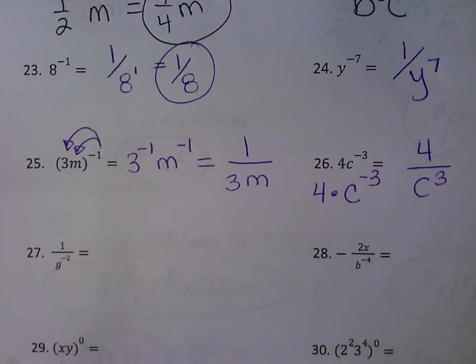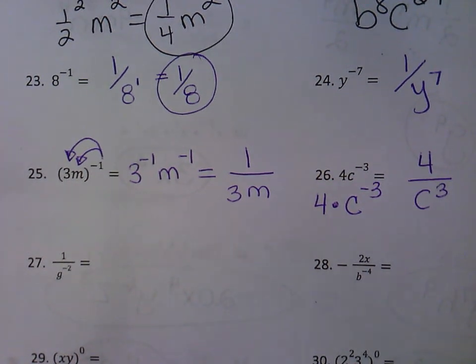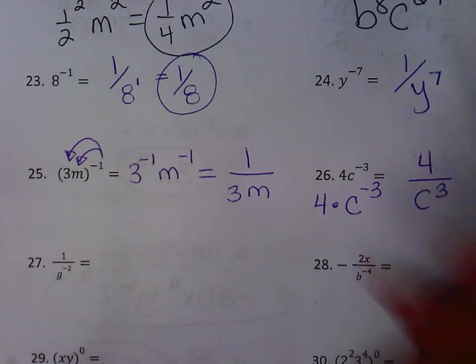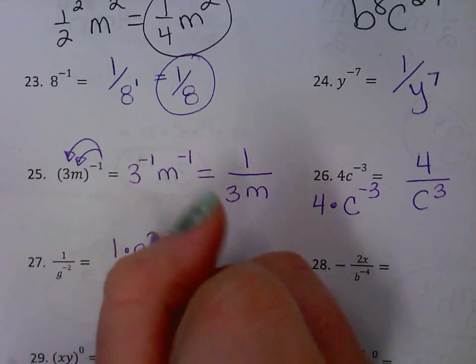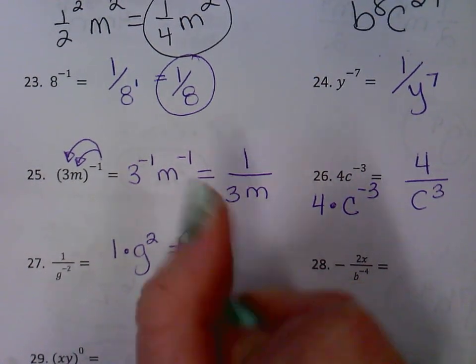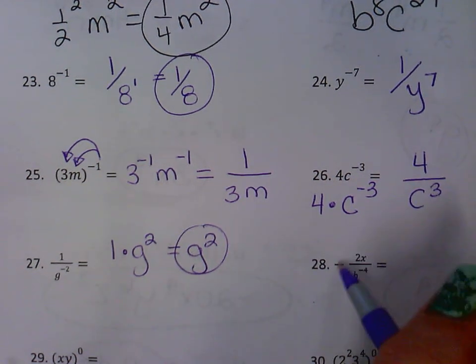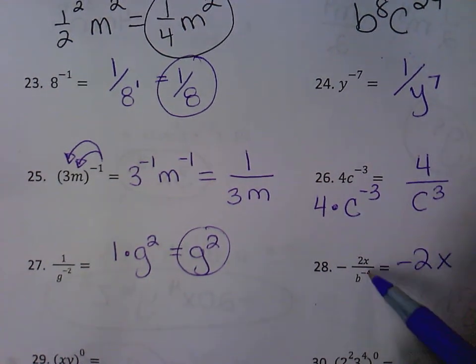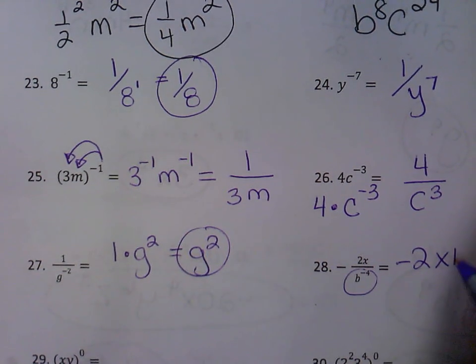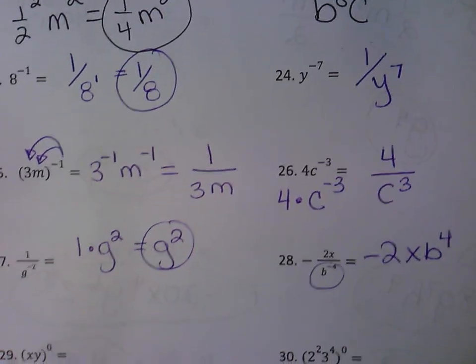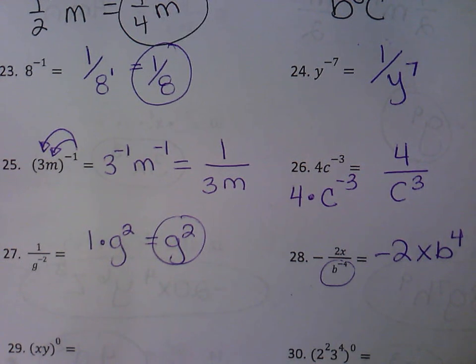All right, 27. What do you think that one becomes? I have a g to the negative 2 sitting in the denominator. I need to move it, right? So technically I would have 1 times g squared in the numerator, so I would just write that as g squared. Right? G has jumped up into the numerator. 28 has 2 different negative signs. The first negative sign is just a coefficient, kind of this 2x. And then this b is going to jump up into the numerator. So now I'd have negative 2x times b to the 4th. I just write negative 2x b4.